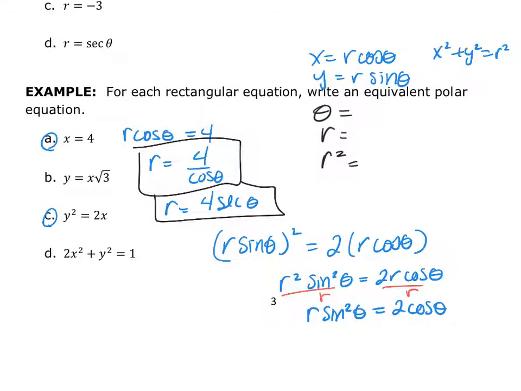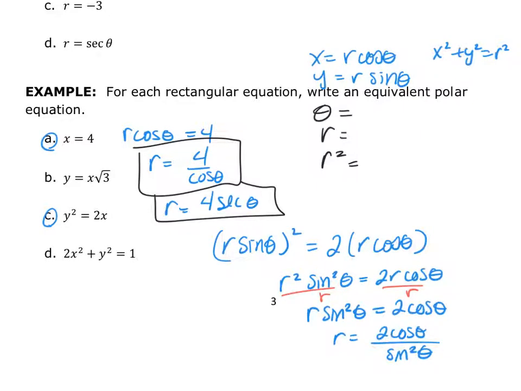How did you get r squared again? Because I have my replacement for y is r sine theta. Because y is squared, I have to square the r and I have to square the sine of theta. So now all I have to do is divide both sides by sine squared, and so I've got r is equal to 2 cosine theta over sine squared theta.